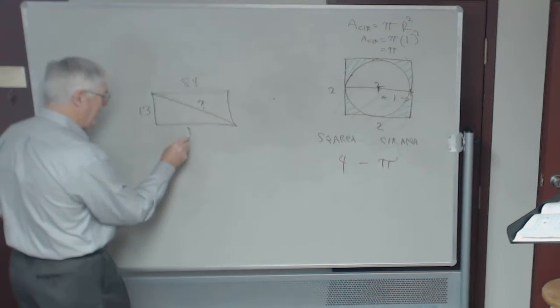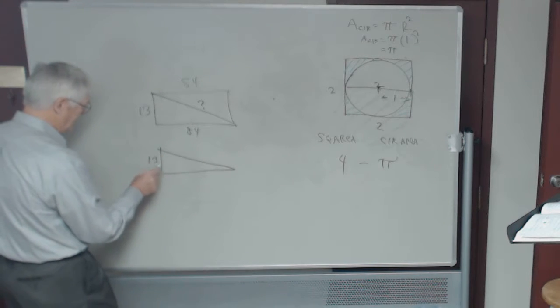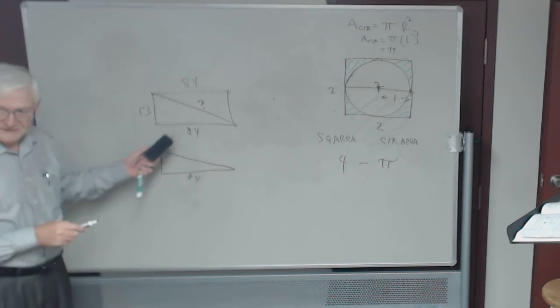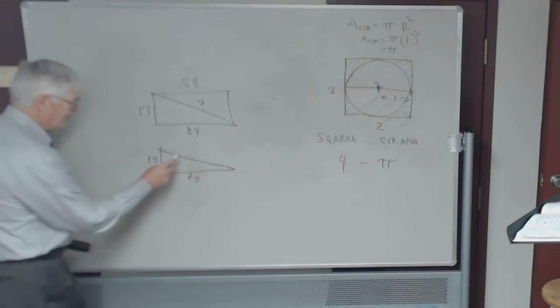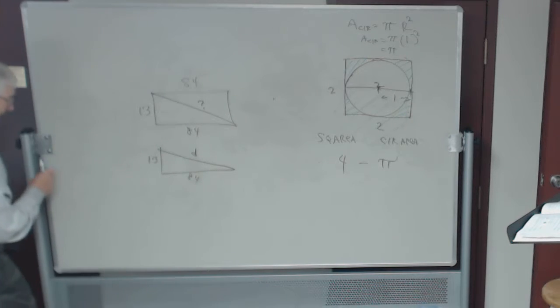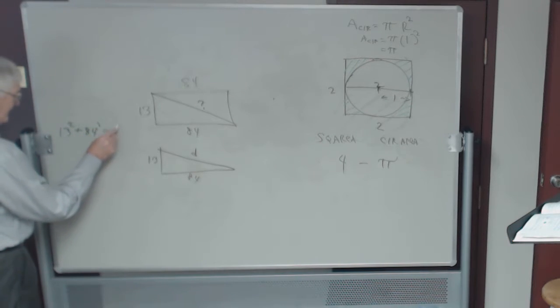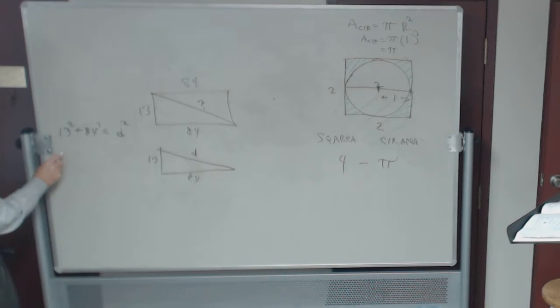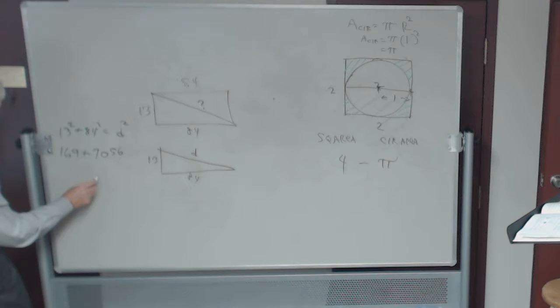Let's see, 13 and 84. That looks like old Pythagoras. And see what happens? Sometimes when you're looking at it here, you don't see it. So I pull the triangle off, and what's Pythagoras tell us? 13 squared plus 84 squared equals the diagonal squared. What's 13 squared? 169. What's 84 squared? 7,056. Add those together and what do I get?